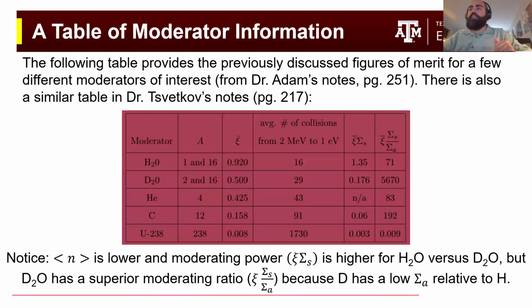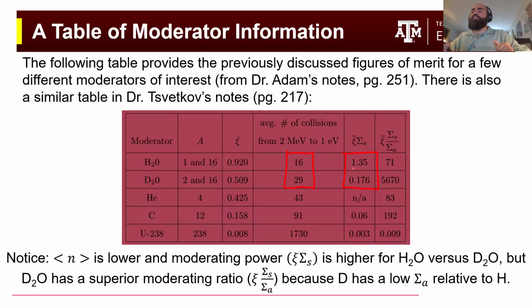And this is a table that gives some of those figures of merit for some common moderators. This is from Adam's notes. There's a similar table in Dr. Svedkov's notes. And so notice that if you just look at the moderating power, it can be kind of misleading, because the moderating power might make you think that water is better than deuterium. Similar thing with the average number of scatters required to go from like 2 MeV to 1 MeV. It's fewer scatters in water than it is in heavy water.